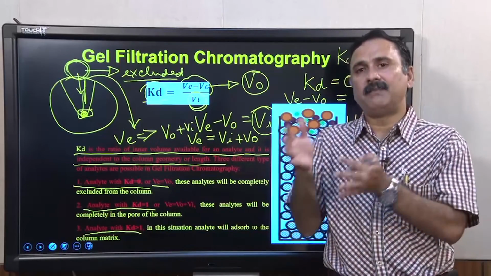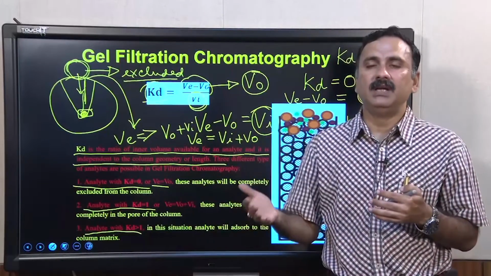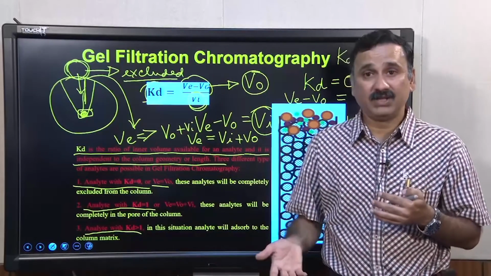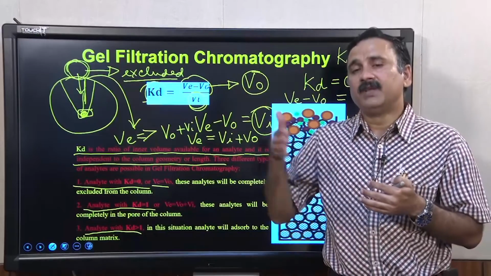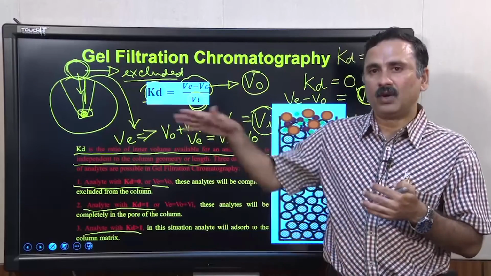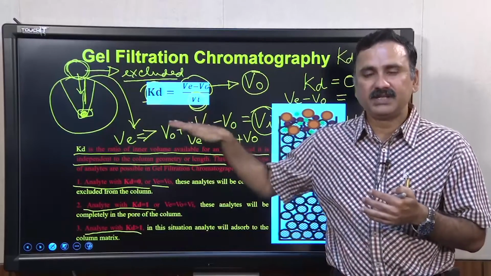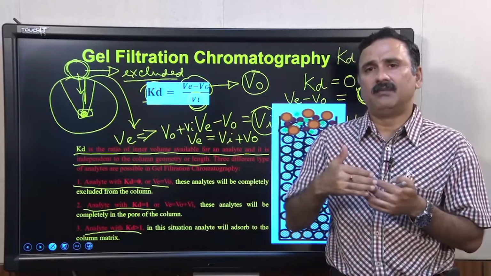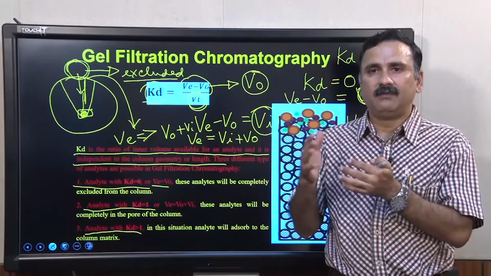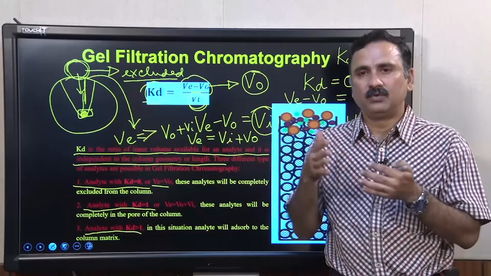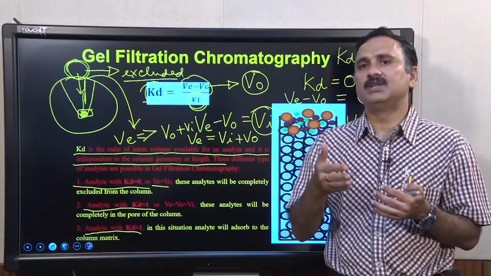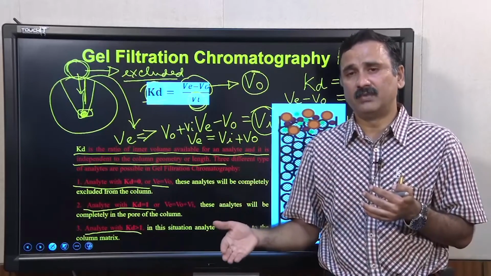So, that actually happens when you are doing ion exchange chromatography, hydrophobic interaction chromatography, or affinity chromatography, where the VE does not follow these kinds of equations, but the VE is very much bigger, one column volume or two column volumes. It depends on what kind of gradient you are using in ion exchange chromatography or hydrophobic interaction chromatography.